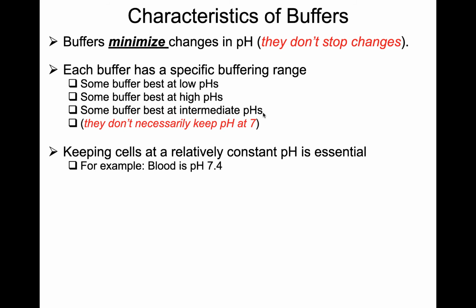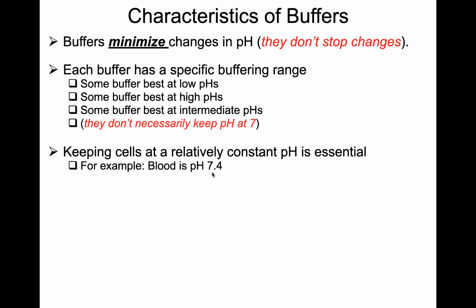So based on this, what's really important to understand is that buffers don't necessarily keep the pH at 7. I think that's a misunderstanding that many of you might have had. Some buffers work best at lower pHs, some at higher pHs. It simply depends upon the buffer that we are using. Now, blood, for example, has a pH of about 7.4, and it needs to be right around that pH. And so blood has buffers in it to minimize any change that might occur to the pH of that blood.